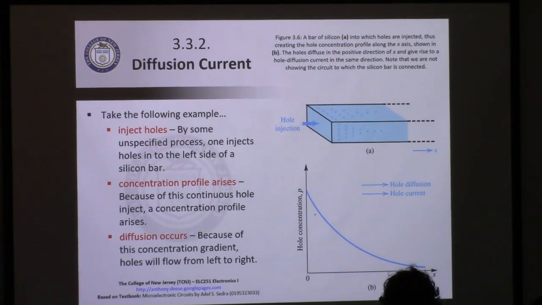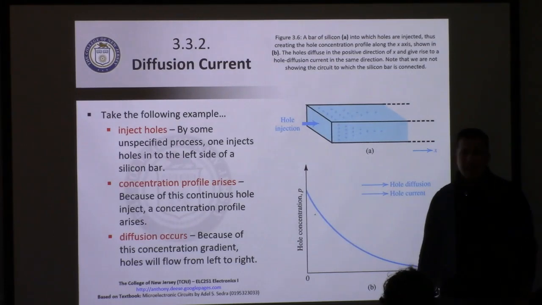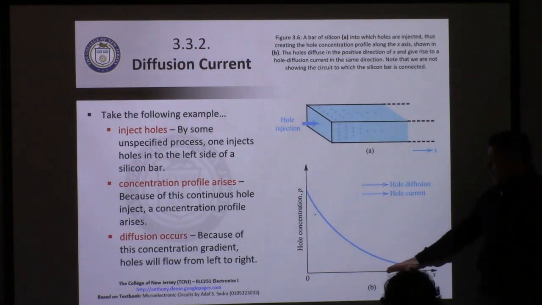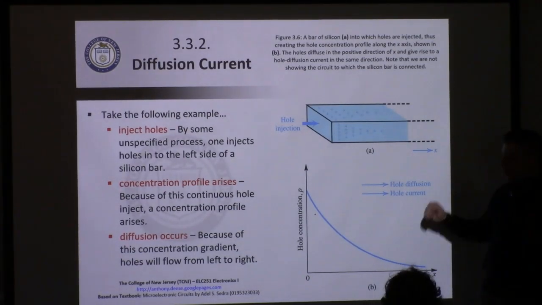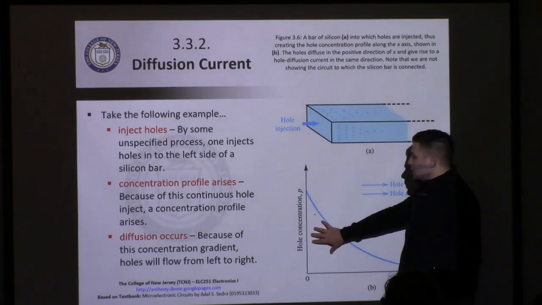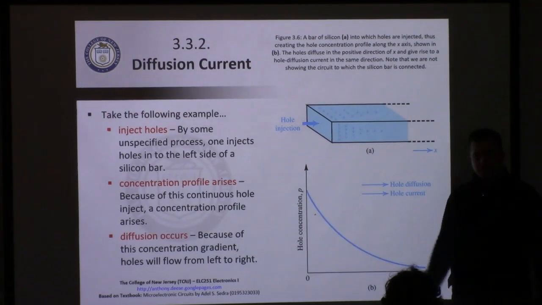There'll be a lot of holes, and then as you move further to the right, there'll be fewer and fewer. The x-axis here is the same as the x-axis here, meaning going further to the right. So what's going to happen is diffusion is going to occur. The holes will want to move to the right in order to even this out.